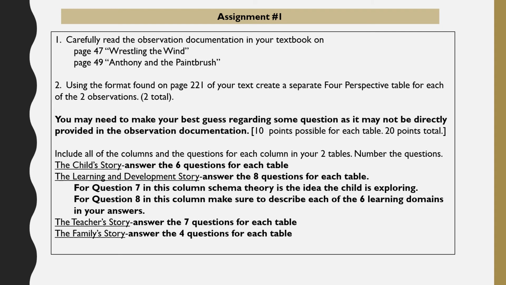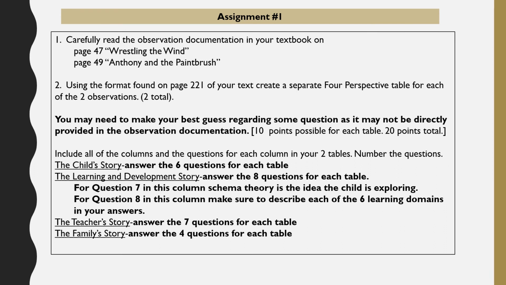So you may not find all of the answers to the questions in the table within that documentation, but you can use what's there to make your best guess regarding some questions, as it may not be directly provided in the observation documentation. And so just make your best guess. It may not directly be in there. So there are 10 points possible for each table for a total of 20 points.